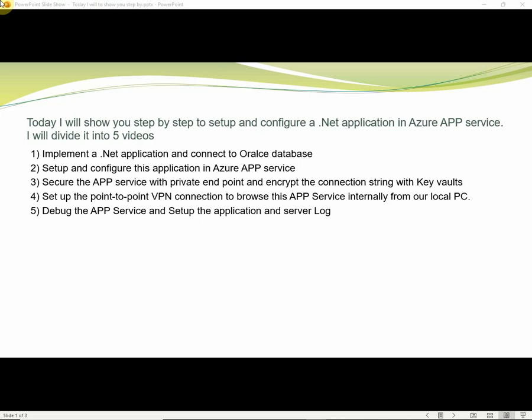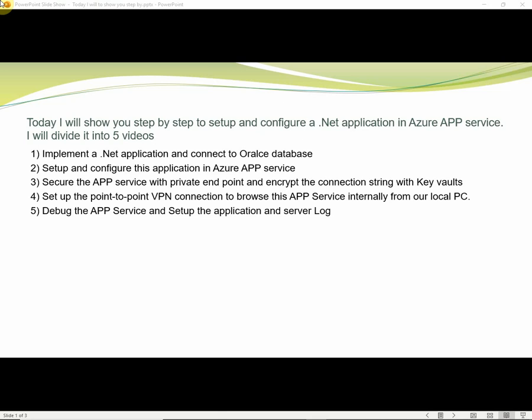In the third video, I will show you how to secure this application with the private endpoint and encrypt the connection string with the key value. In the fourth video, I will set up the point-to-point VPN connection. Since our application is connected to the private endpoint, only the user within the same VNet can browse this application. But if we set up the point-to-point VPN connection, we are also able to browse this application from our local PC. In the last video, I will show you how to debug this application, set up the server log and application log in this app service.